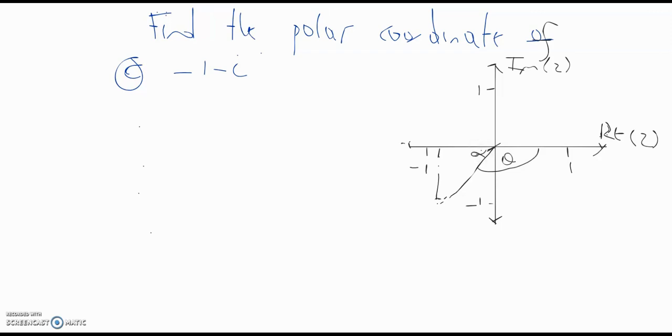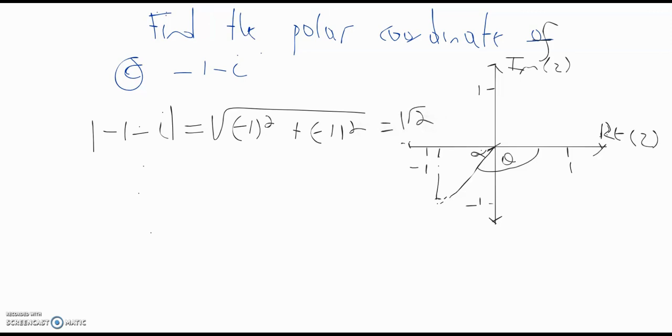All right, let's go for the modulus. So we want the modulus of negative 1 minus i, which is going to be the square root of negative 1 squared plus negative 1 squared, which again is going to give me root 2. All right, pretty straightforward.